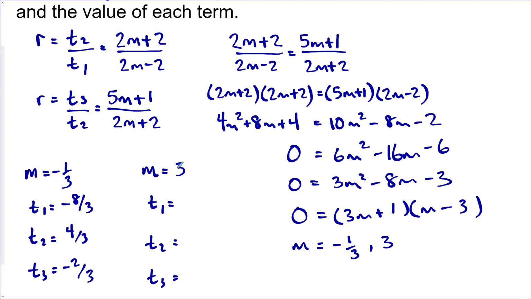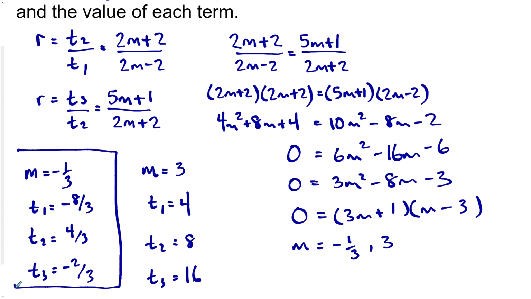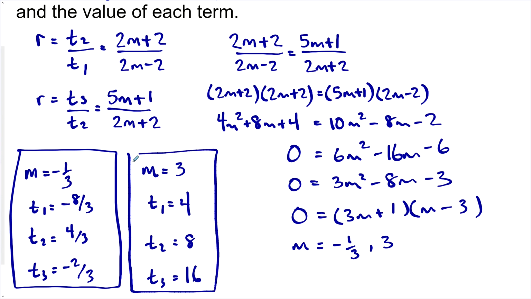And when m is equal to 3, it's a lot easier. Put in a 3 into t1, put a 3 into t2. We get that t1 would be 4, t2 would be 8, and t3 would be 16. So here's our two sets of solutions for this question.